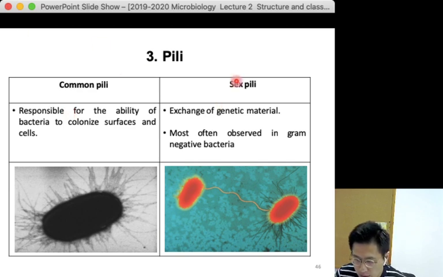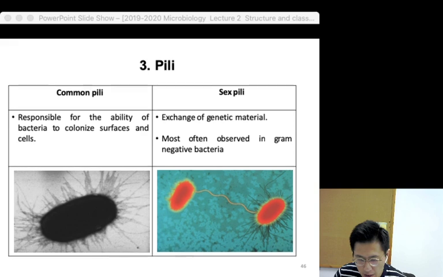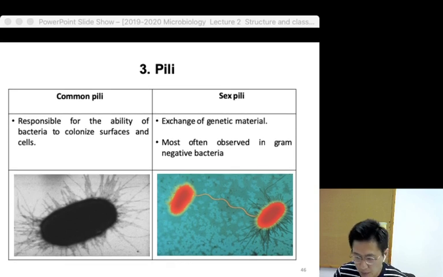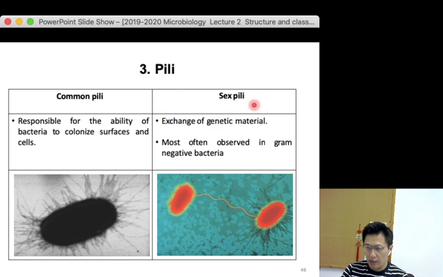And another one is the sex pili. The sex pili have a slightly different structure from the other ones. The sex pili are responsible for the exchange of genetic material, which is called conjugation. I described the conjugation mechanism in lecture 3. They are often found in gram-negative bacteria. This is a picture showing you the conjugation.